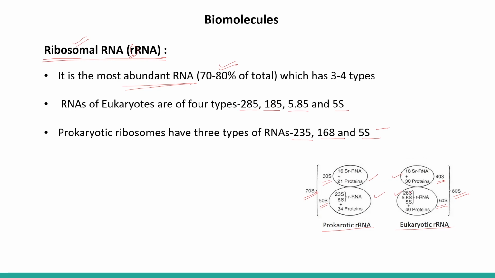Now if you see the type of rRNA present in eukaryotes, the larger subunit has 3 types: 28S, 5.8S and 5S. Along with this, 40 different proteins are also present. Coming to the smaller subunit of eukaryotic ribosome, 18S rRNA is present and 30 different proteins are also there. Coming to the prokaryotic larger subunit, 23S and 5S rRNA and 34 proteins. Smaller subunit, 16S rRNA and 21 proteins. So there is a lot of difference between prokaryotic rRNA and eukaryotic rRNA.